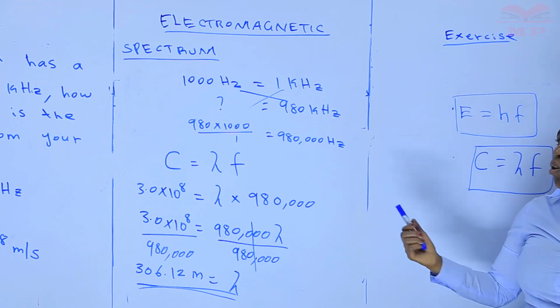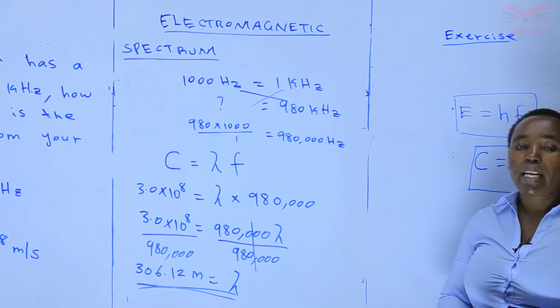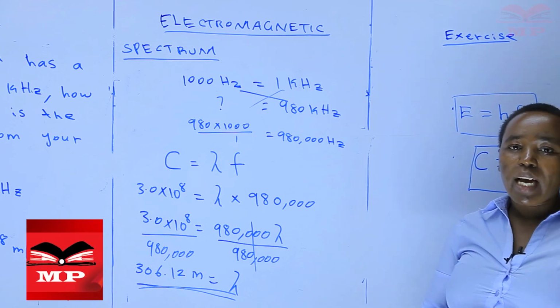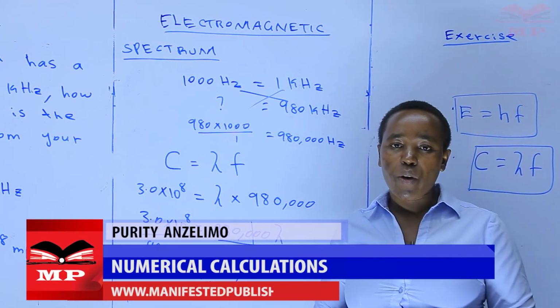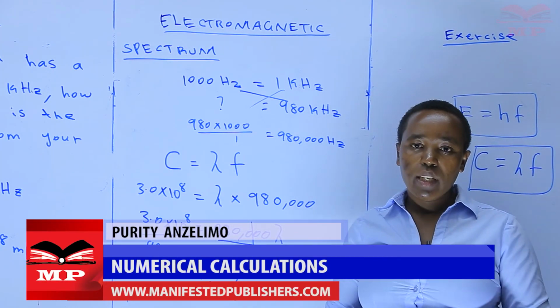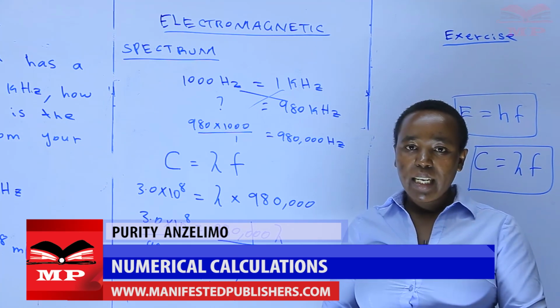And therefore, since we have covered that, during the next lesson, we'll be looking at these electromagnetic waves. How are they produced? How are they detected? And what are their uses?